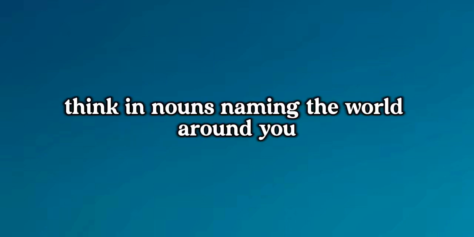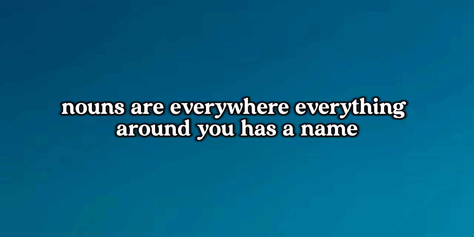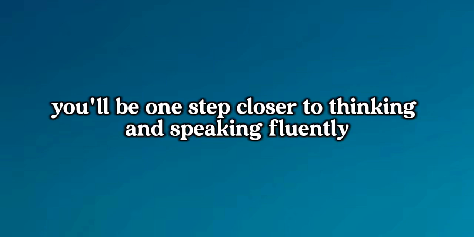Stage 2. Thinking nouns. Think in nouns, naming the world around you. Once you've practiced thinking in verbs, it's time to move on to nouns. Nouns are words that name people, places, things, or ideas. Just like verbs, nouns are everywhere. Everything around you has a name. And if you can think of these names in English, you'll be one step closer to thinking and speaking fluently.